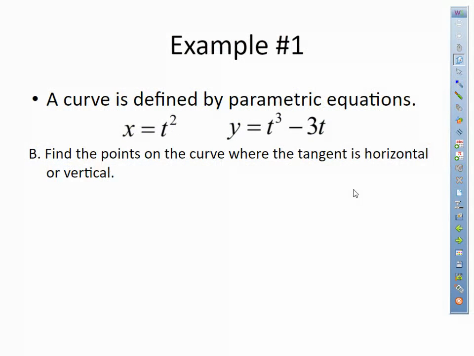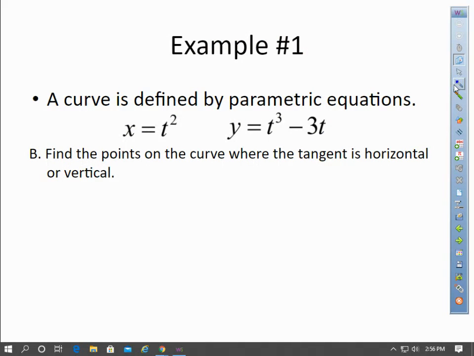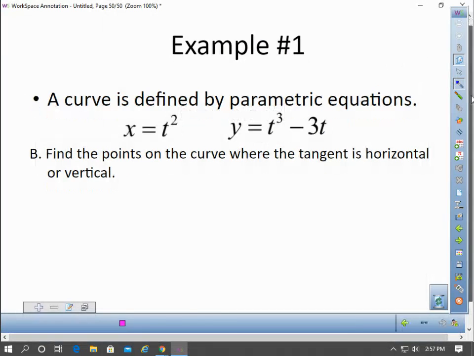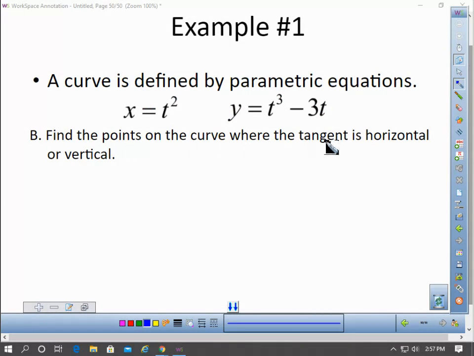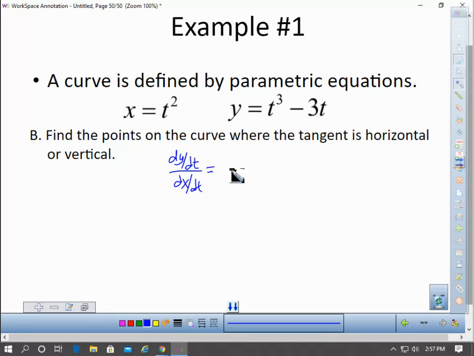All right, number 2. It's the same parametric equations. I did not change that. I'm just going to ask a different question. Find the points on the curve where the tangent is horizontal or vertical. All right, now think about what our derivative was. Now we found our derivative already. So when we did dy/dt over dx/dt, this is the same problem. It's 3t squared minus 3 over 2t. So there's our derivative, okay?